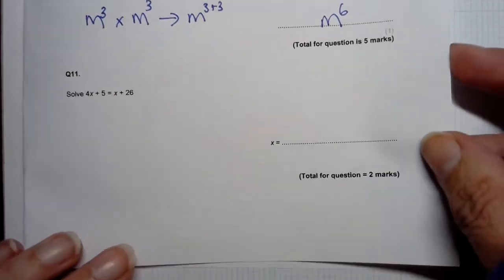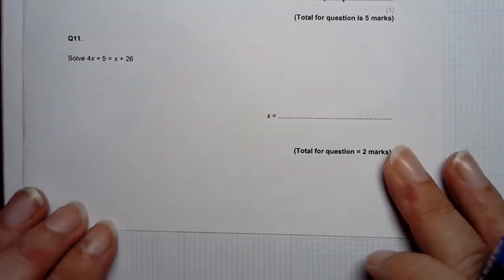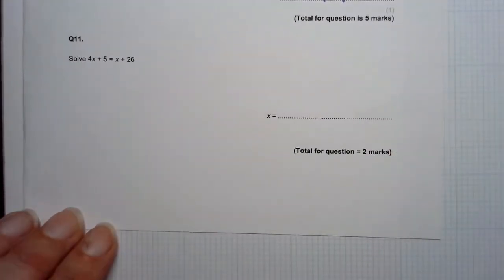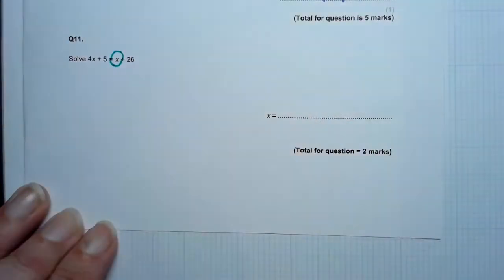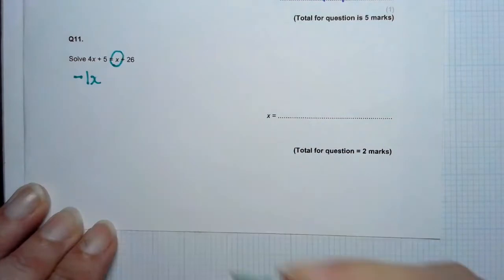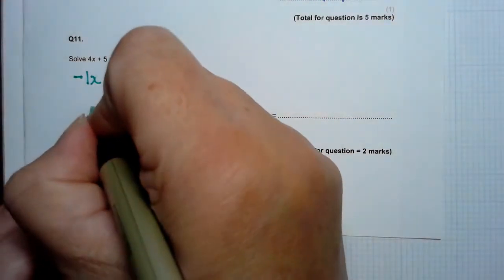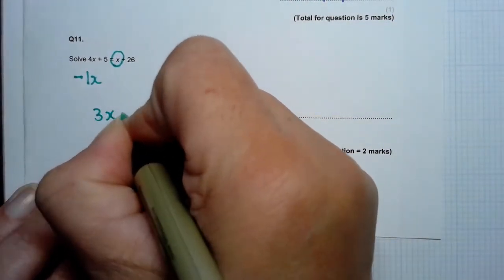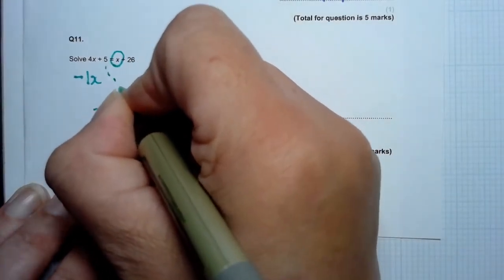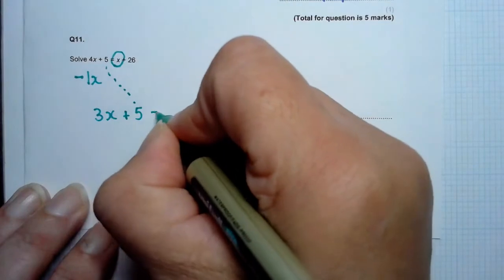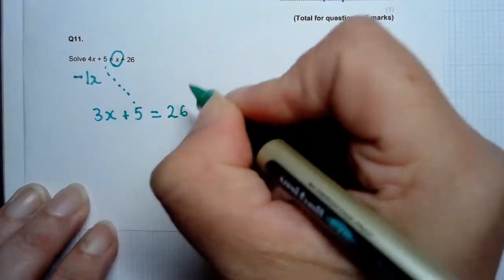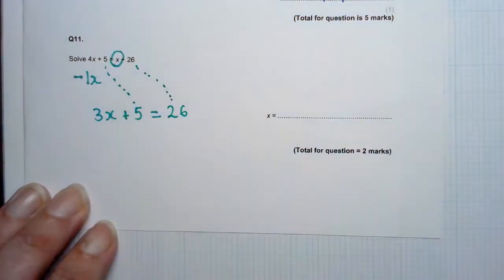For question 11, we now have a double-sided equation. So remember, I want to get my x terms together. So I'm going to do that by subtracting this one. Remember, there's one of them. So I'm going to take away 1x. Now that is going to leave me with 3x plus 5, because that will just drop down, and that is going to equal 26, because that would just drop down.